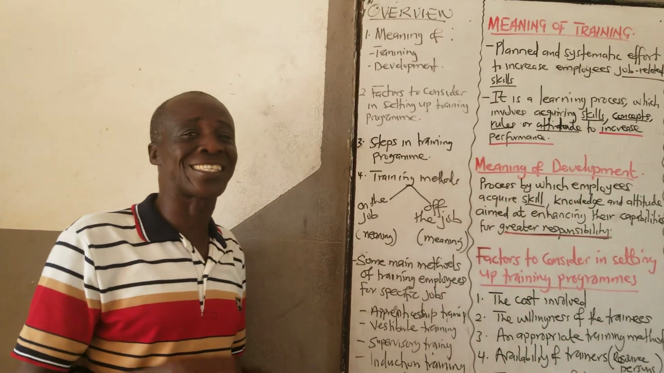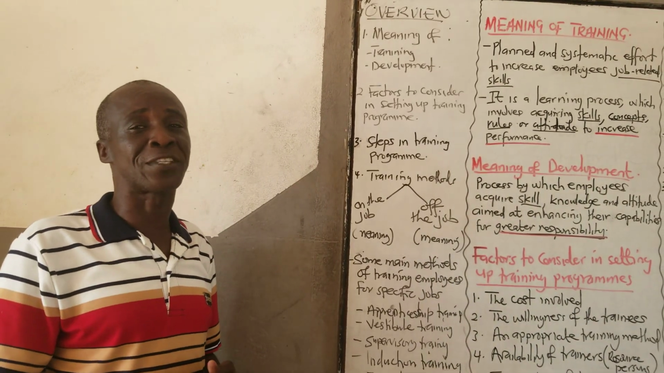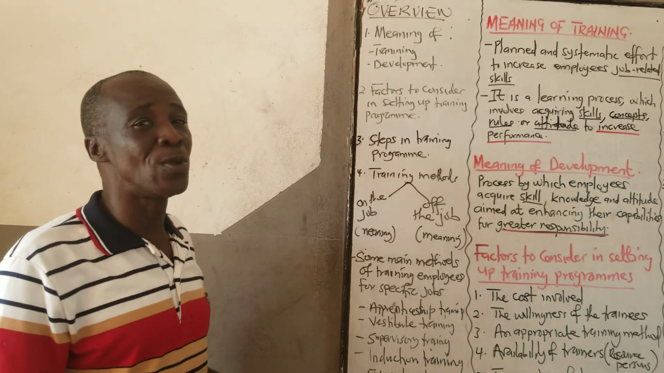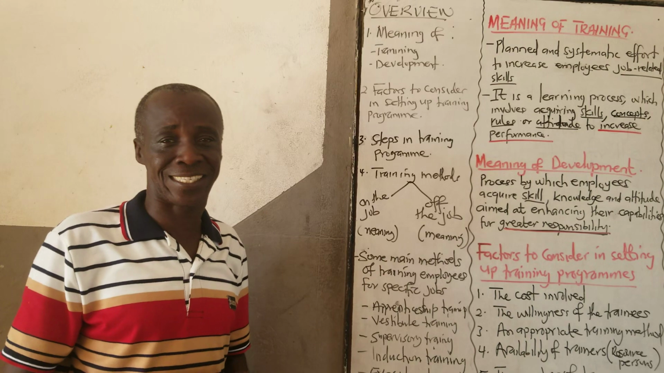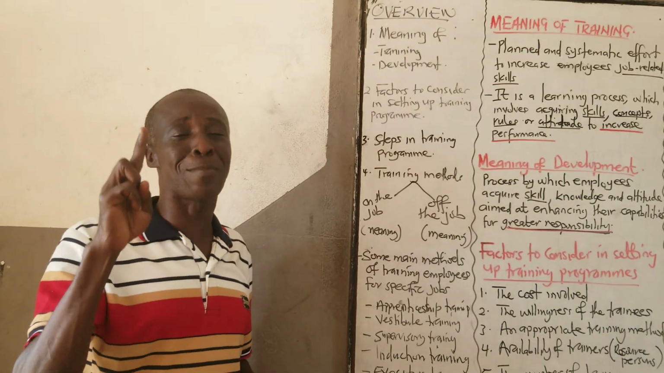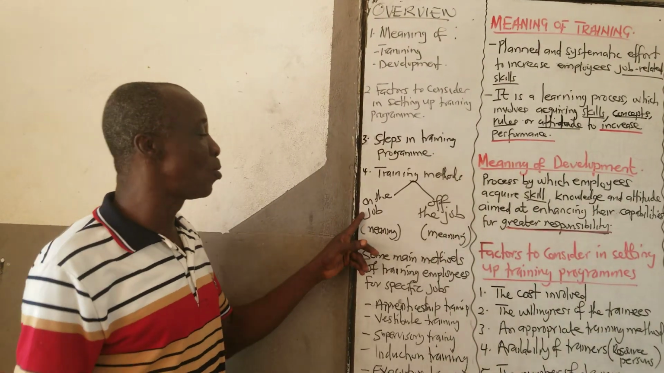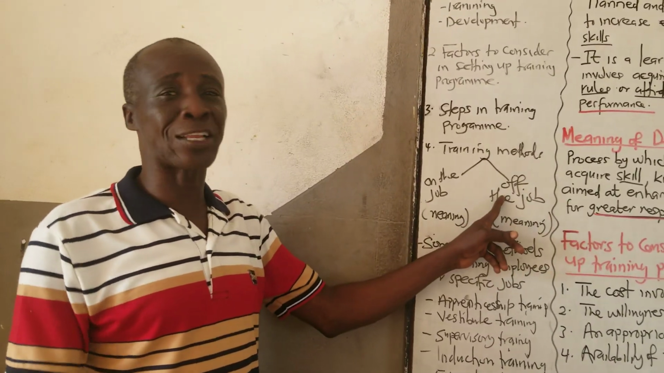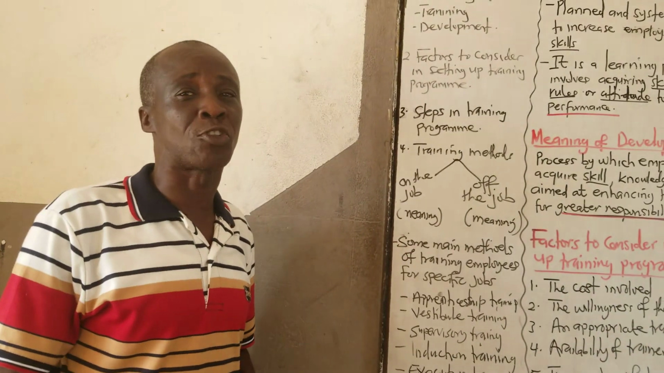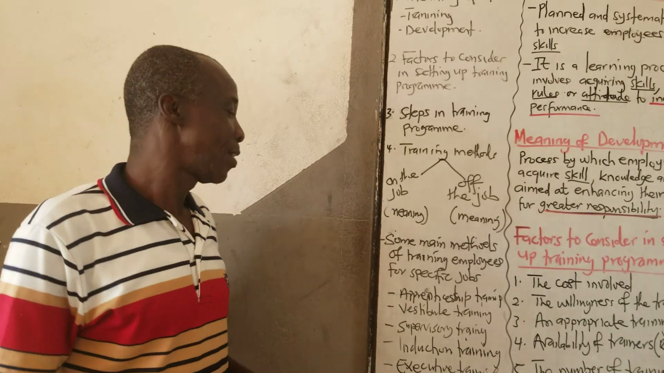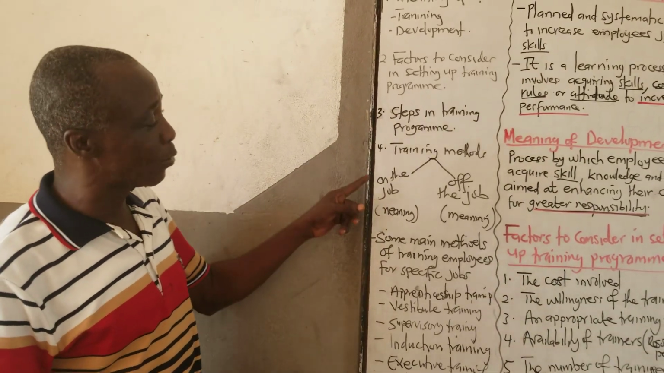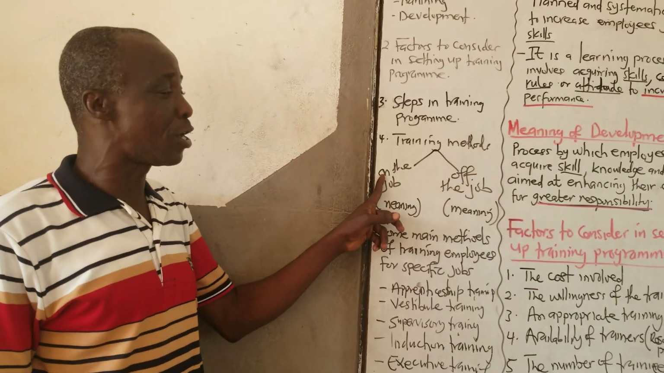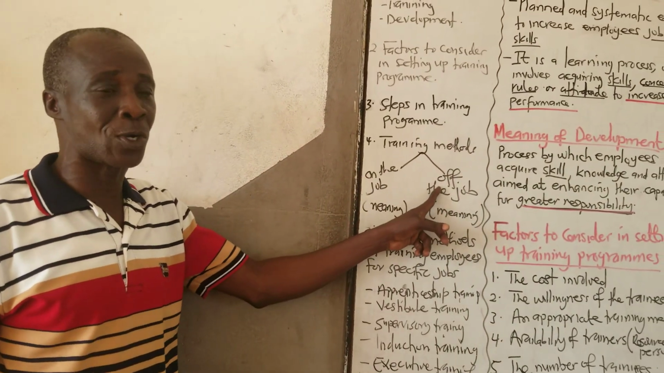We also look at the steps involved in a training program. Then we look at training methods. We look at two main methods. Number one, the on-the-job training method. Then the off-the-job training method. When you say on-the-job training method, what is it? When you say off-the-job, what is it?